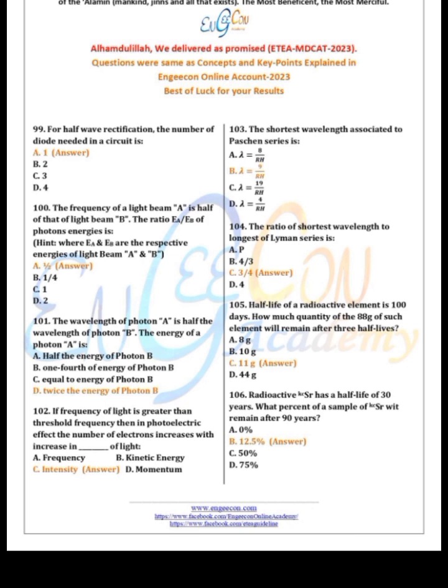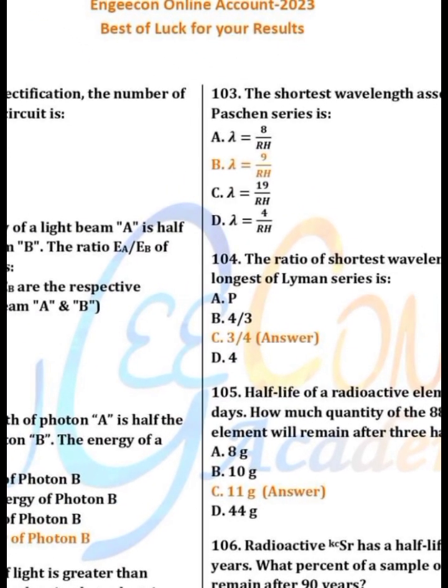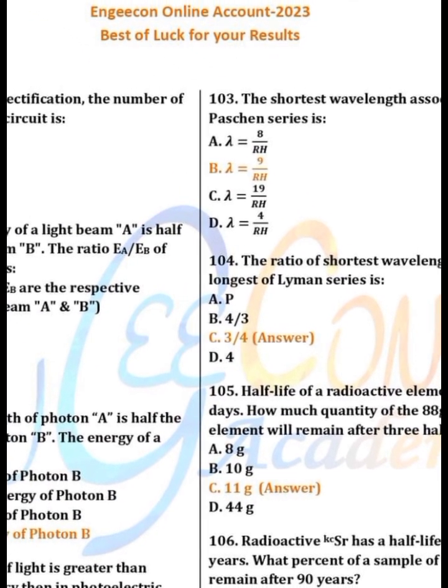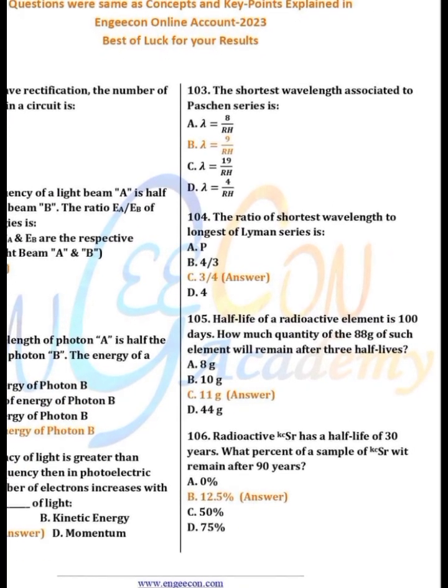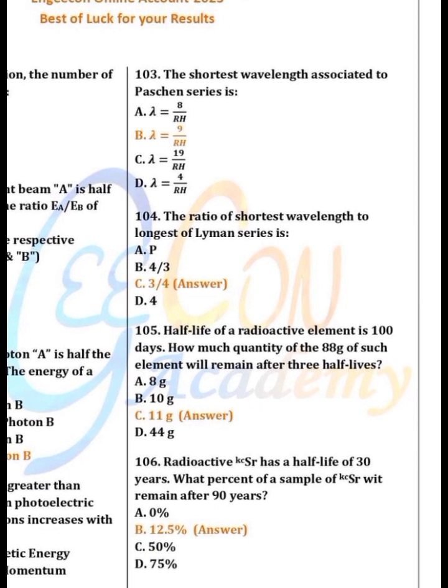103. The shortest wavelength associated with Paschen series is what? Correct option is B, 9 by RH. 104. The ratio of shortest wavelength to longest wavelength of Lyman series is, correct option is C, 3 by 4.